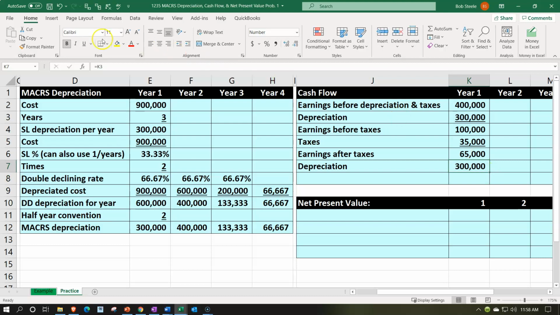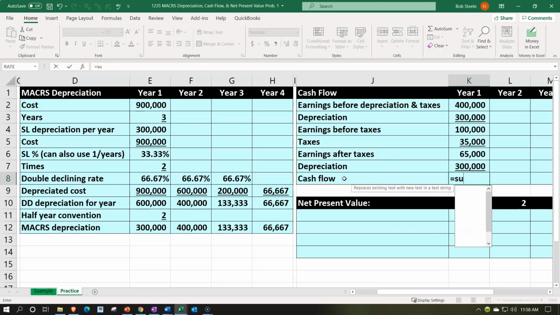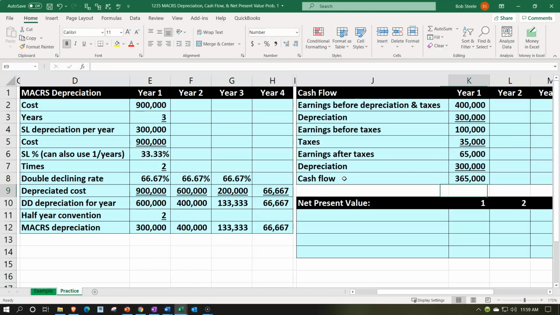So we're then going to be picking up the 300,000 and then underline that, font group and underline, and that's finally going to give us our cash flow because we're going to add that back in. And add that back in with the trusty SUM function. That's going to be the 365.